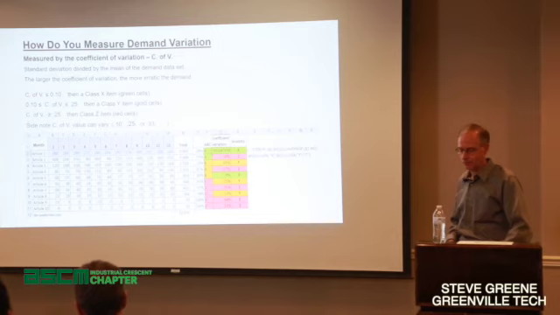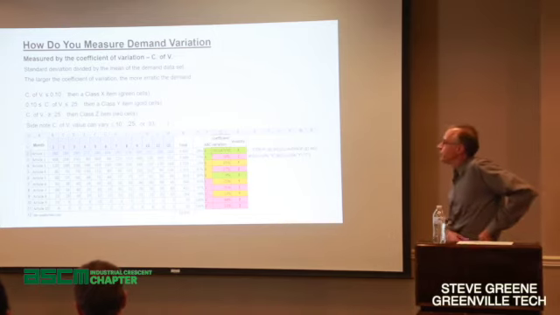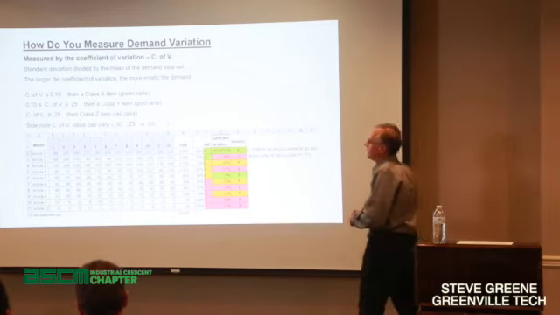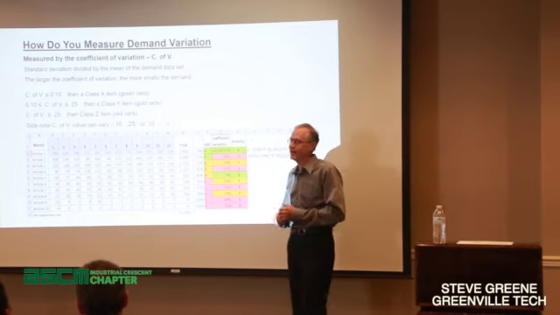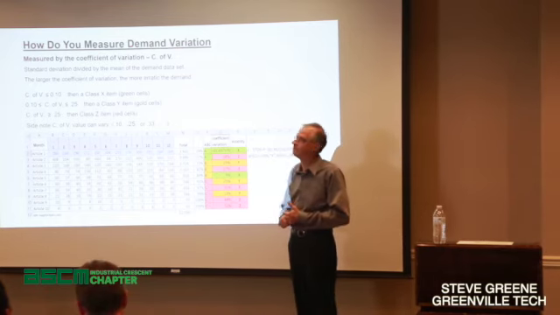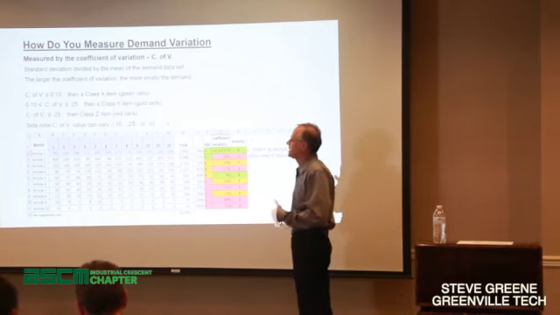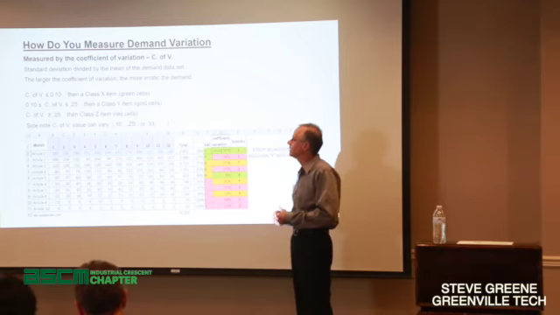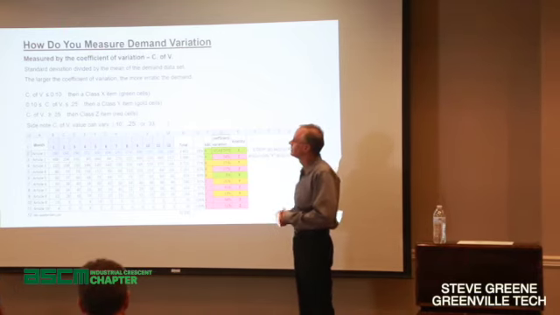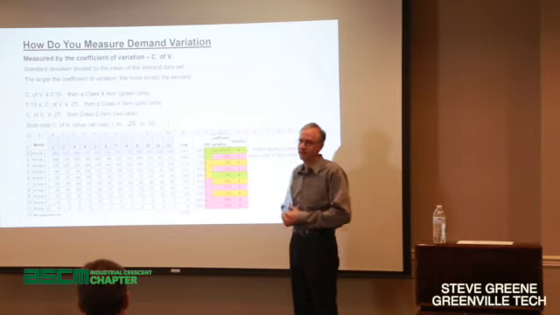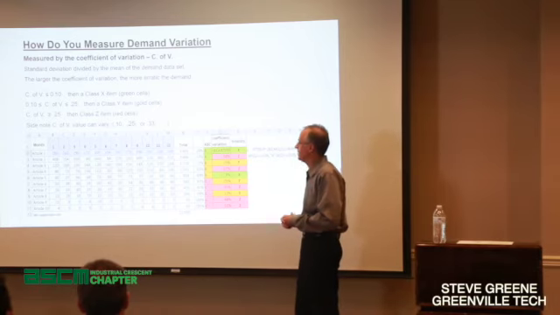Okay, so the question is, how do we measure demand variation? That is measured by the coefficient of variation, which I'll say is C of V, which is standard deviation divided by the mean of the demand data set. The larger the coefficient of variation, the more erratic the demand.